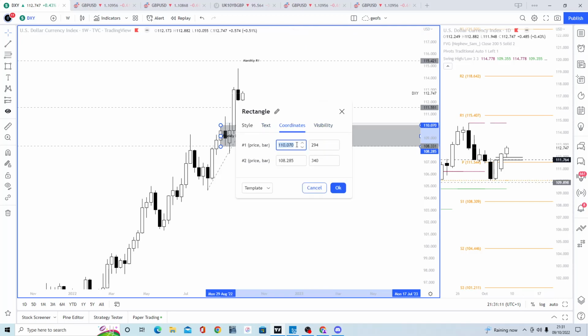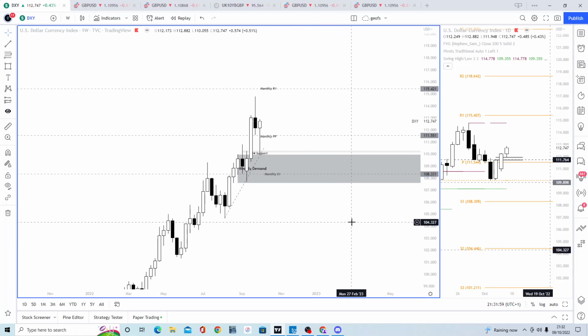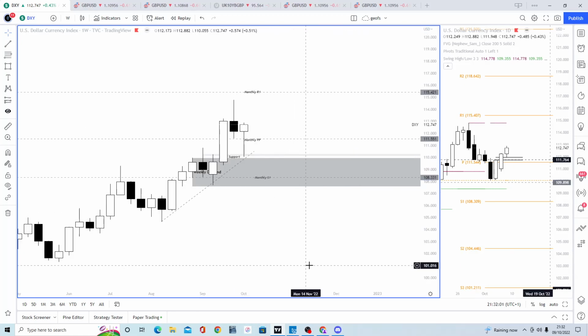Does everyone have this as a weekly demand zone or no? Because it broke a weekly demand. If you check my chart, you can see it broke a demand from, oh god, it was like 20 years ago or something. But anyway, it broke structure. So that's weekly demand. It pinned off it almost perfectly.